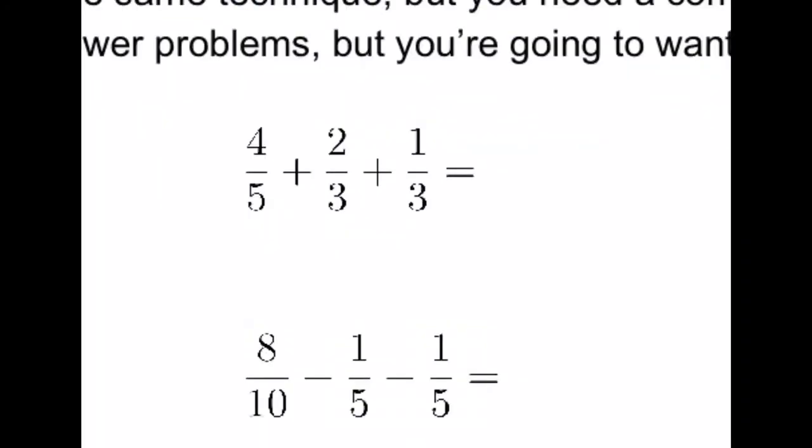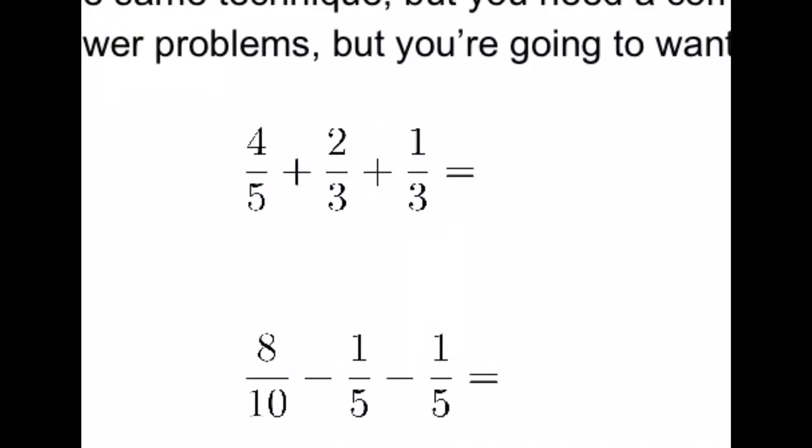On to the back, now we're dealing with 3 fractions at a time. So remember, we're only concerned with the denominator. 5, 3, and 3 are not the same. What is the least common multiple of these? It's 15. Let's convert the fractions into 15ths.